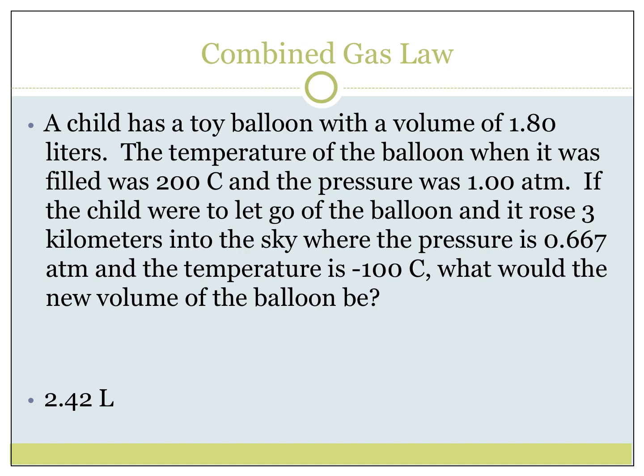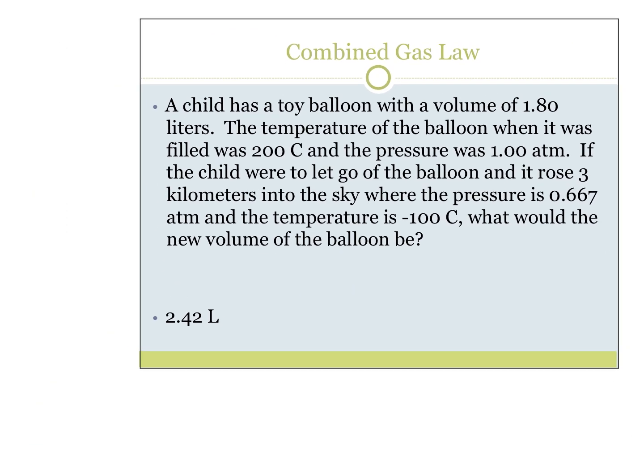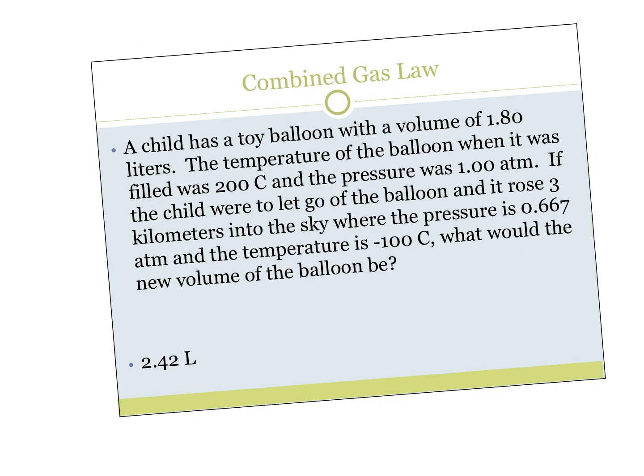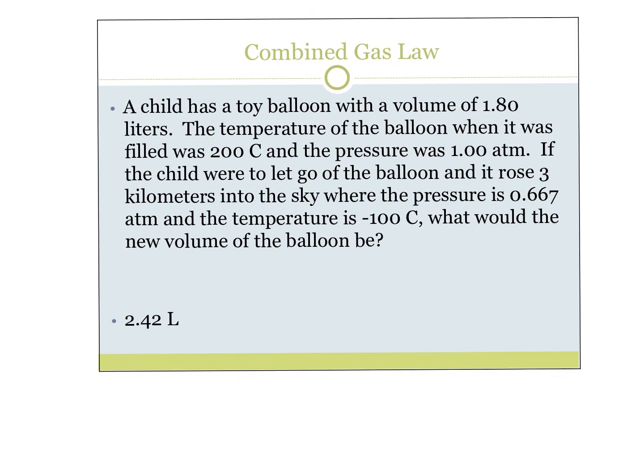It says, a child has a toy balloon with a volume of 1.8 liters. The temperature of the balloon when it was filled was 200 degrees Celsius and the pressure was 1 atmosphere. So do we have some of our beginning variables right there? Let's start listing out what we know. We need to take account of those numbers and really write out what we know. My volume was 1.8. Is that V1 or V2? V1. So V1 is equal to 1.8 liters.